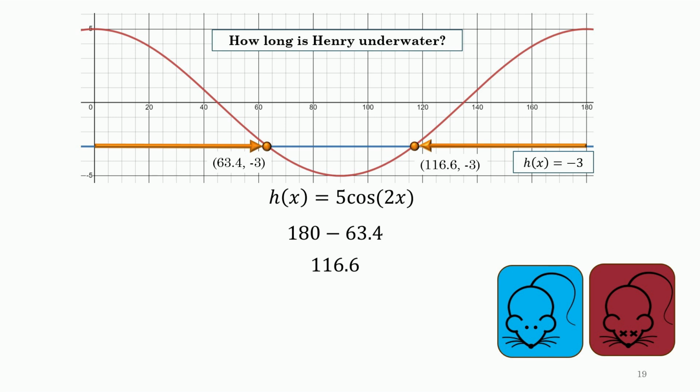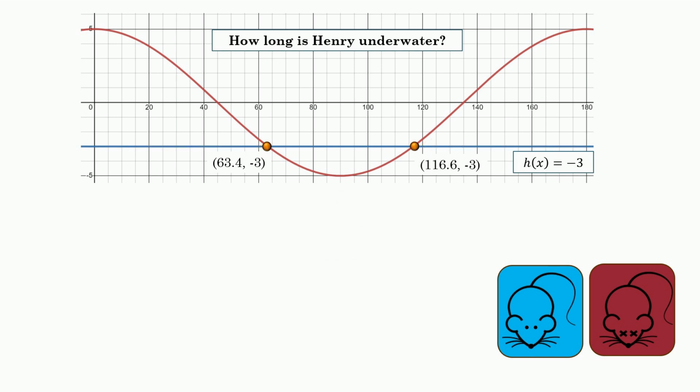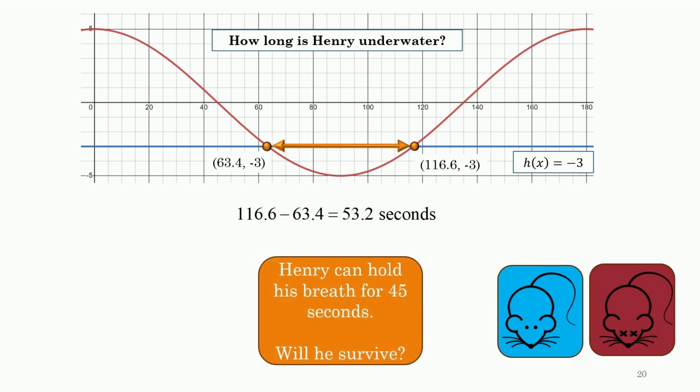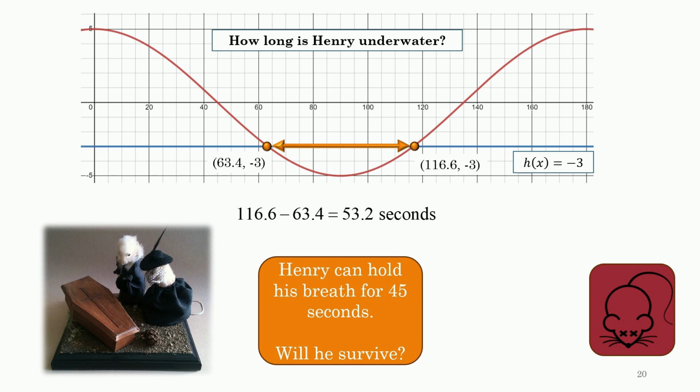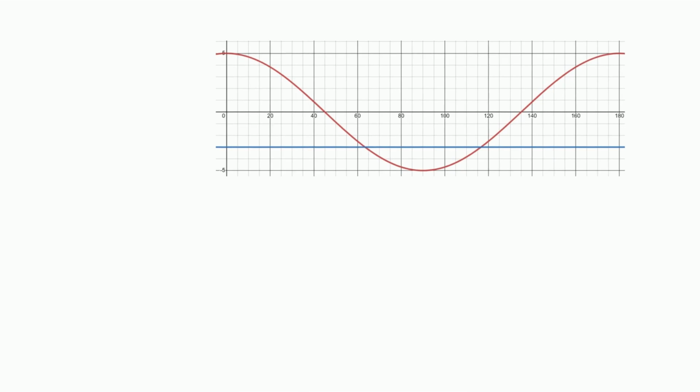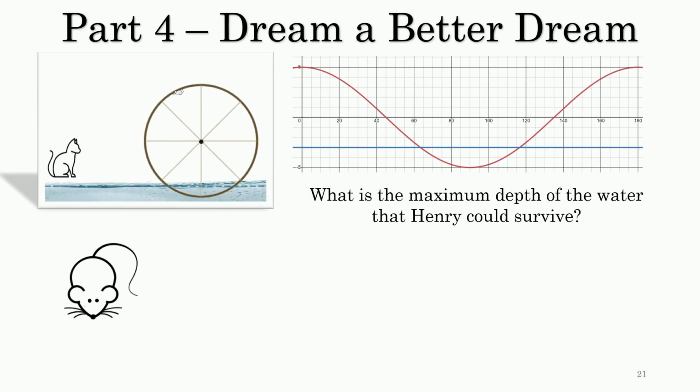So now, how long Henry is under the water is the distance between here and here. So we just have to subtract, and we find out that it's 53.2 seconds. Doesn't look like he's going to make it. Got a mouse funeral in the future. But don't despair. This is fiction. We can dream a better dream. So let's say we're able to change the depth of the water without worrying about it changing the speed of the wheel.